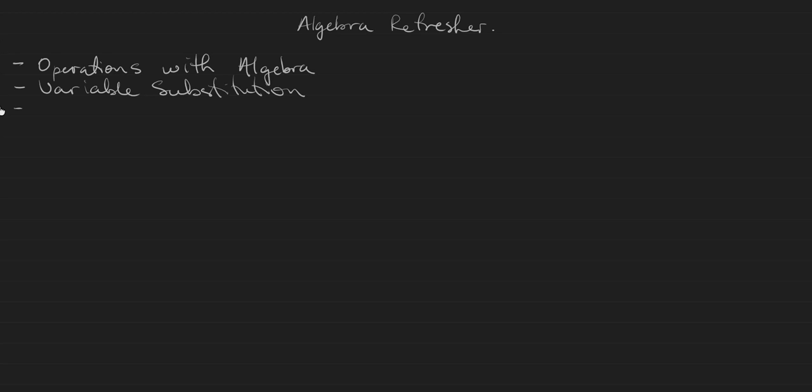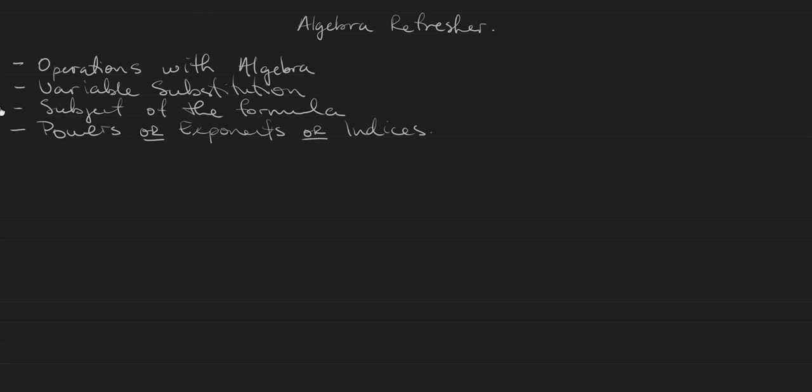Okay, so what we're going to do is a quick refresher on algebra and things that you're supposed to already have done. So what we're going to be doing is we're going to look at the operations with algebra. We're going to look at variable substitution. We're going to look at subject of the formula. And finally, we're going to look at some powers or exponents or indices. So the first one we're going to start off with is operations with algebra.